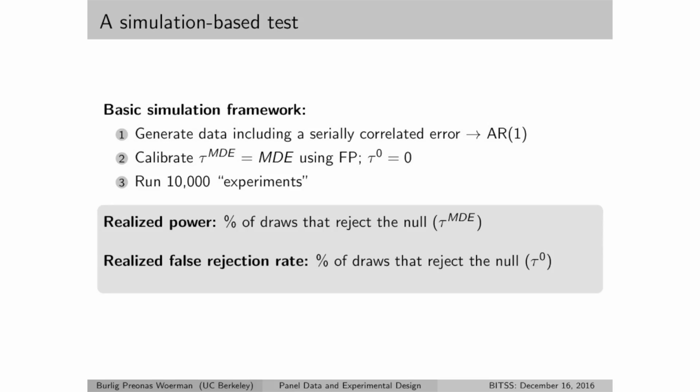So what is this going to produce? This is going to produce a realized power, the percentage of the draws that reject the null, and also a realized false rejection rate, which is the percentage of the draws that reject the null when we've treated them with a treatment effect size of 0. Okay, and we're going to stick with the convention here and target 80% realized power and a 5% false rejection rate. Okay, so this is what happens when we do that.